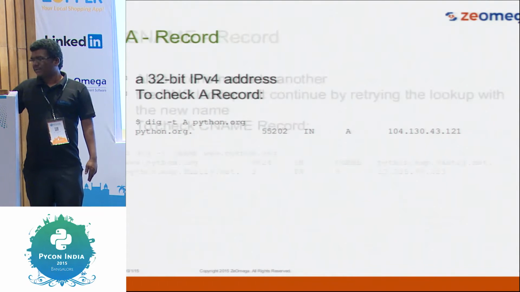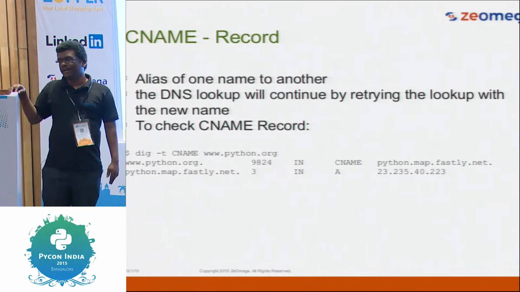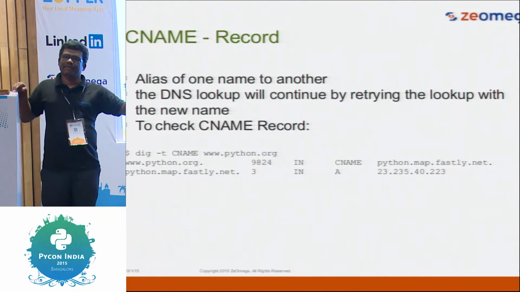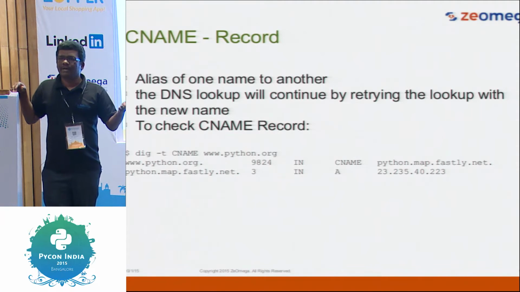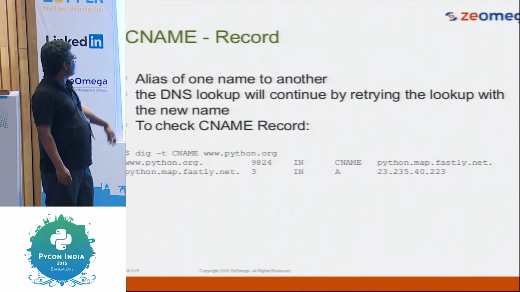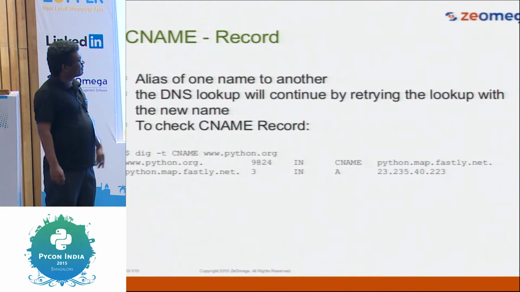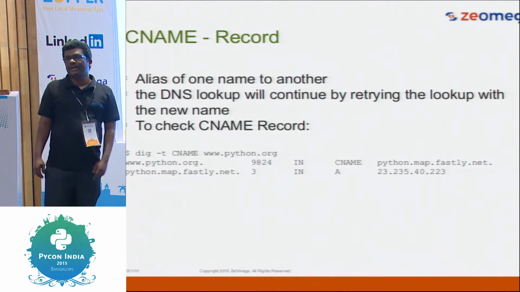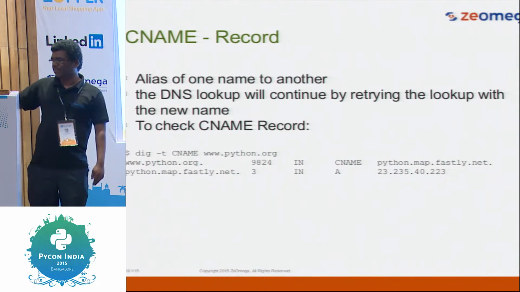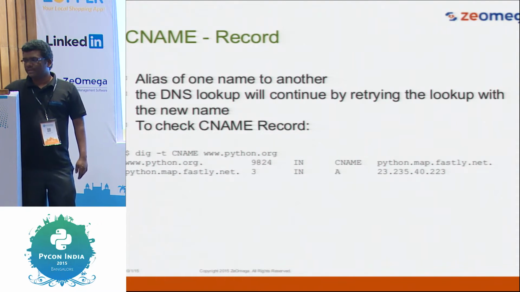Okay. Now, the next type of record is CNAME, that is an alias record. That means for any type of record you can give an alias. Normally people use, like, www dot something as an alias. So, here in this example you can see that www.python.org is pointing to something called Fastly. Fastly is a CDN, content delivery network. So, that is the second type of record that is very commonly used.